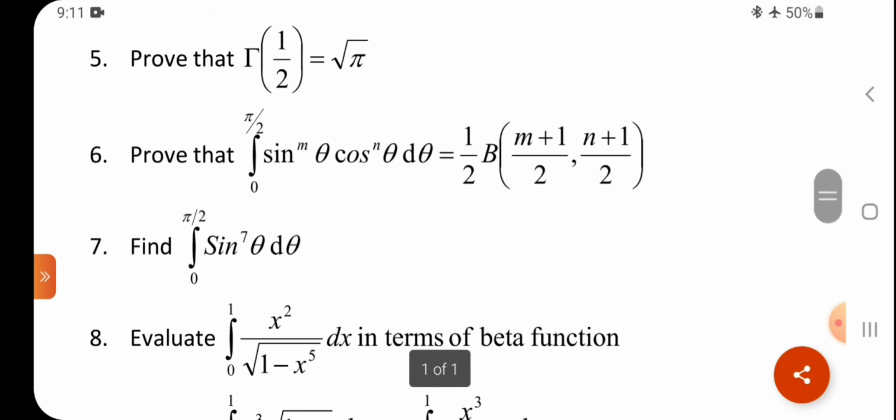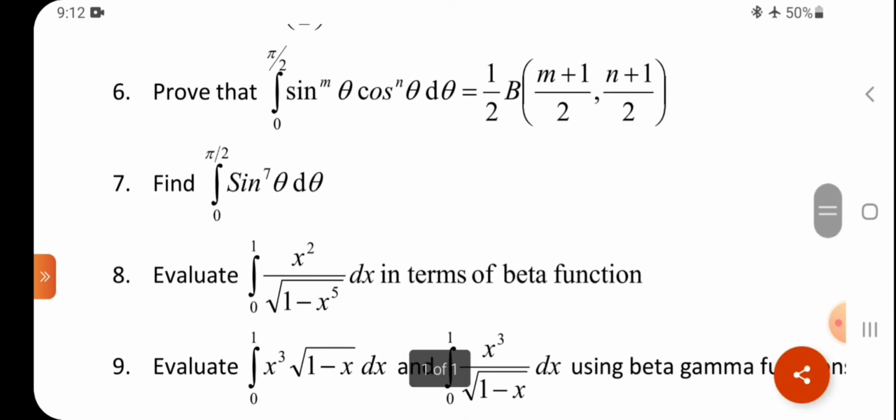Seventh one, find integral 0 to pi by 2 sine power 7 of theta. Since there is no cos term and only sine power is there, 2m minus 1 equal to 7 and 2n minus 1 equal to 0. Just by comparing with the polar form of the beta function, you can find its integral value.